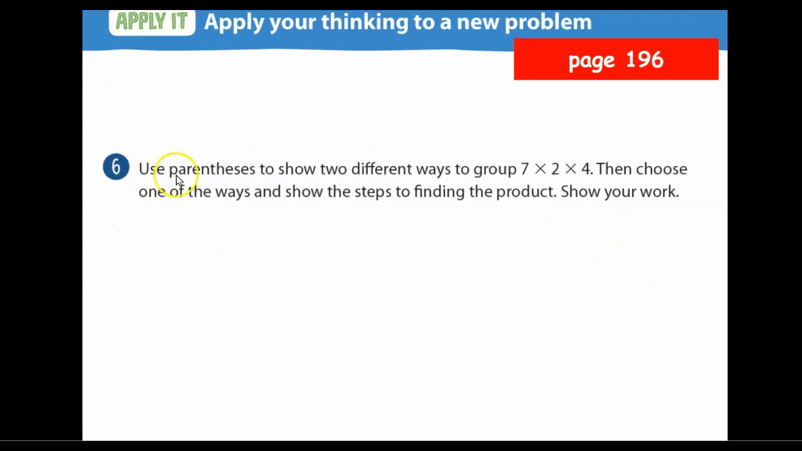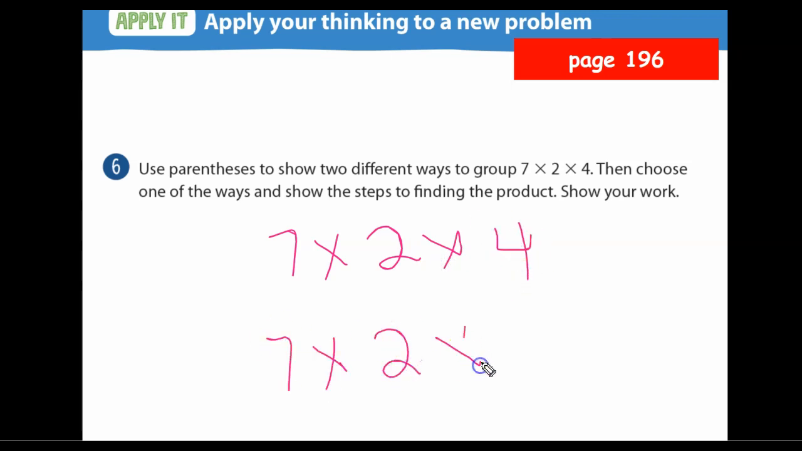Okay. So use parentheses to show 2 different ways to group 7 times 2 times 4. So write this out. I'm on page 196. And go ahead and use parentheses to show me 2 different ways to group them, kind of like we did on the previous page, right?